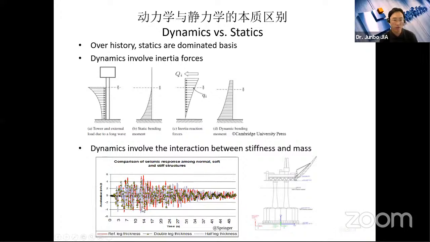For example, even for a higher stiffness, like this double leg thickness, which has a higher stiffness for the structure, at a certain time instant we have even higher structure response than the reference stiffness or even half of the leg thickness. This means dynamics are very sensitive to the excitation frequency, and they also vary with time. So during the time, they will have a strong interaction between the stiffness and mass. So both characteristics, inertial forces and interaction between the stiffness and mass, make dynamics quite different from their static counterpart.